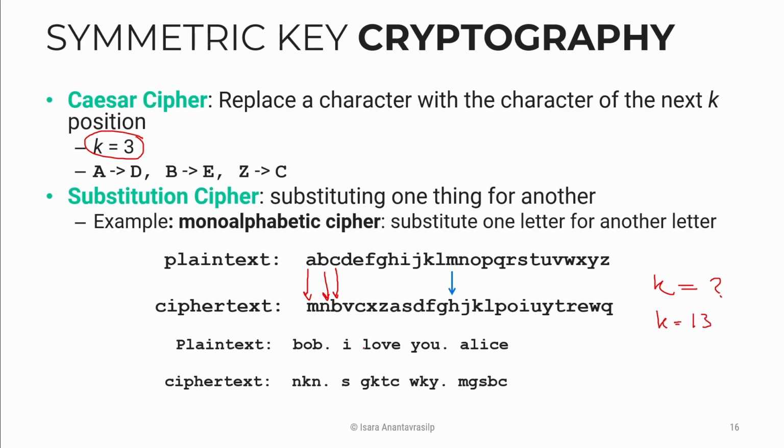If you send the plain text, Bob, I love you, Alice, you're going to have something like this as your ciphertext. What Bob has to do is, knowing that he and Alice agreed that k is 13, shift this back 13 characters into the original plain text, like so.